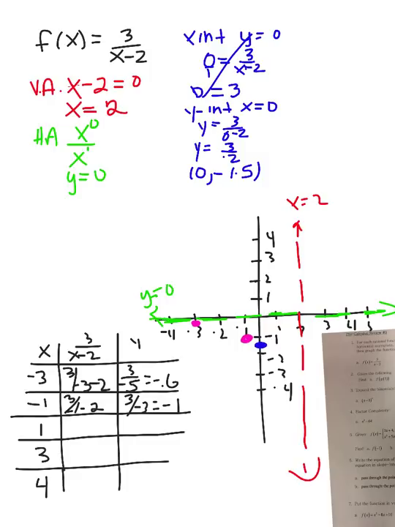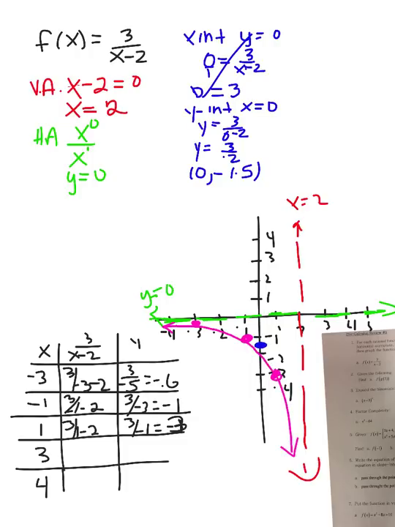Okay, so let's try 1. So I have 3 over 1 minus 2. So that's 3 over negative 1, which is actually negative 3. Negative 3 there. Okay, so we have 1, negative 3. So on the left side here, this graph is going to look like this.